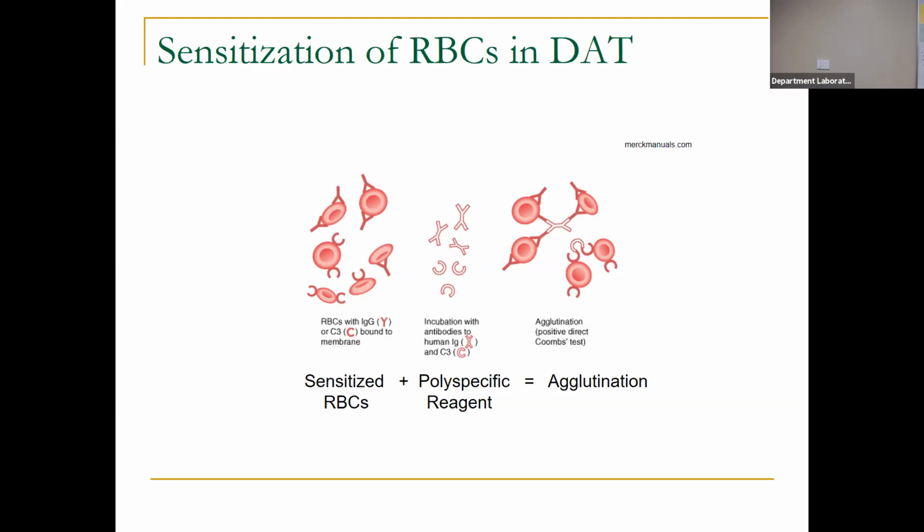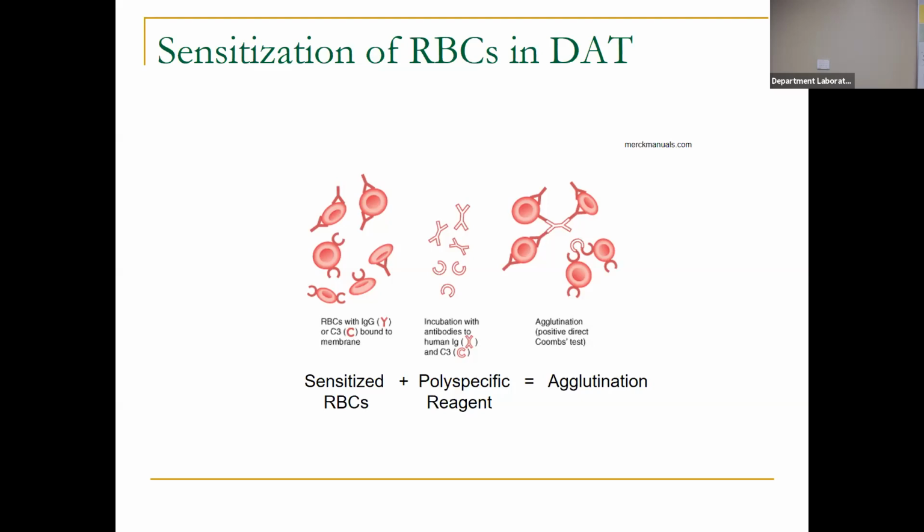Some of you, as you start working in the clinical lab, will hear this reagent also referred to as Coombs' reagent, because the scientist that discovered it, his name was Coombs. Okay, so it's named after the scientist. That's an old terminology, not used very often anymore. Now it's referred to as AHG, anti-human globulin reagent. But just be aware, you might hear it referred to as Coombs' reagent.